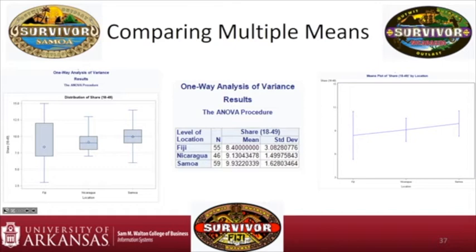But yeah, your point being made though is that Fiji does have a wider standard deviation than Nicaragua and Samoa. Right? So that's playing into it a little bit, and that's why our variances are a little bit different. And so that's why we're finding a difference between our groups.